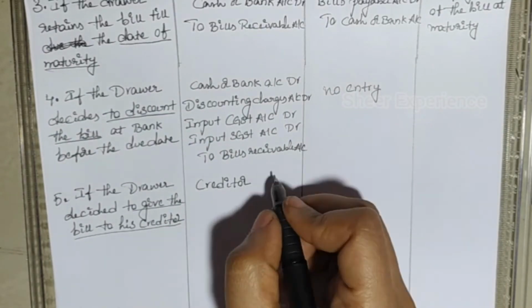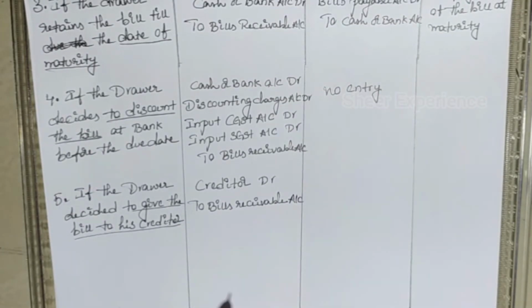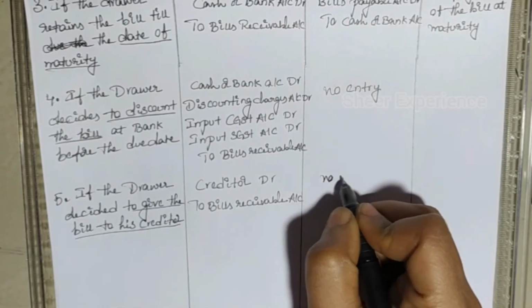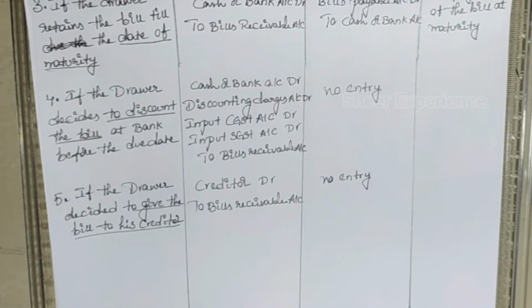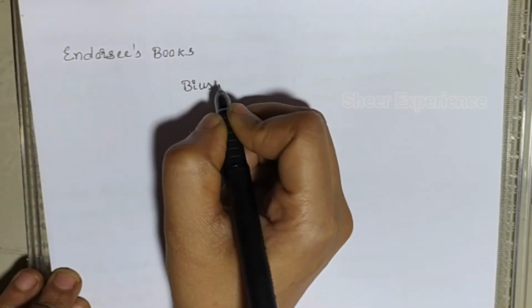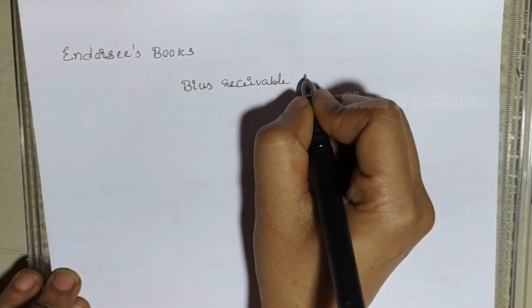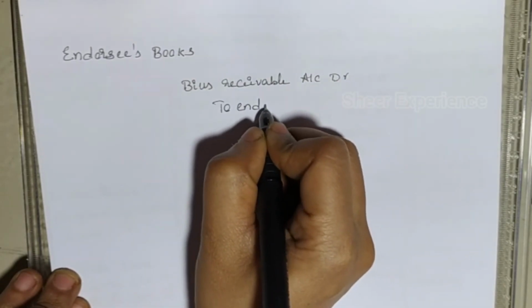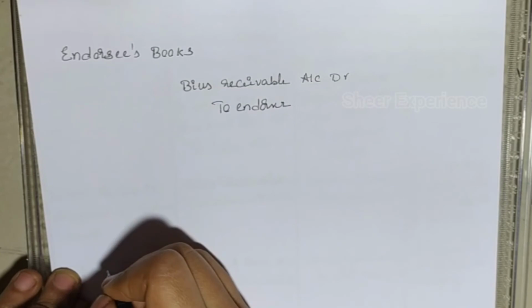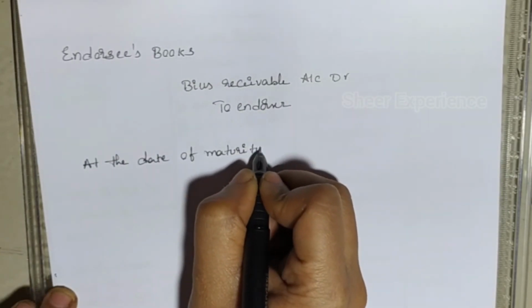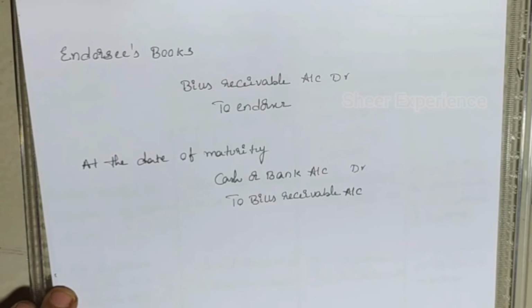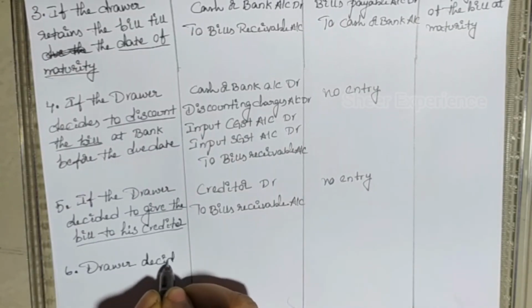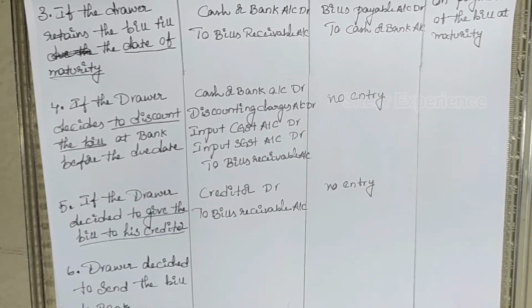Now we will see the journal entry in drawer books. The journal will be creditor debtor to bills receivable account. In drawee books, there will not be any entry because drawee will pay the amount on due date or at the time of maturity of the bill. Since we have transferred the bill to the new party, in the endorsee's books, the journal entry will be bills receivable account debtor to endorser. At the time of maturity, in endorsee's books, the journal entry will be cash or bank account debtor to bills receivable account.